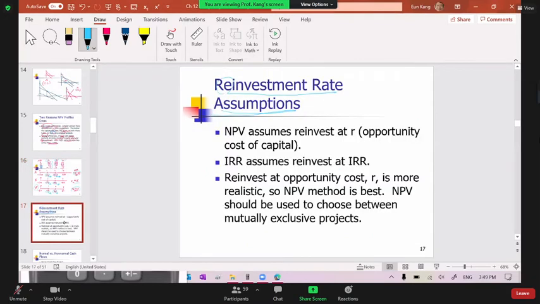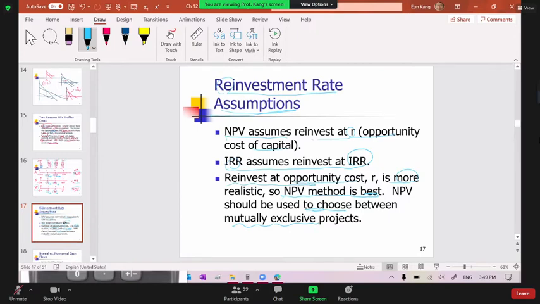That is, NPV assumes that we invest at our opportunity cost of capital. IRR assumes that you invest at IRR. But the answer is here. Reinvesting at opportunity cost is more realistic and more reasonable. So the NPV method is best. So NPV should be used to choose between mutually exclusive projects.